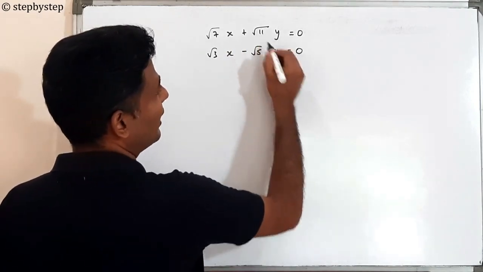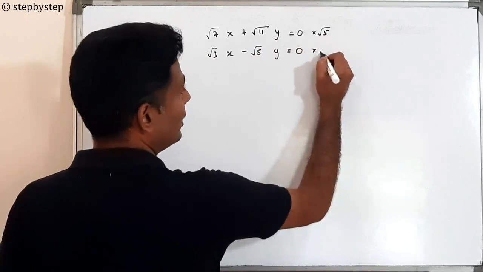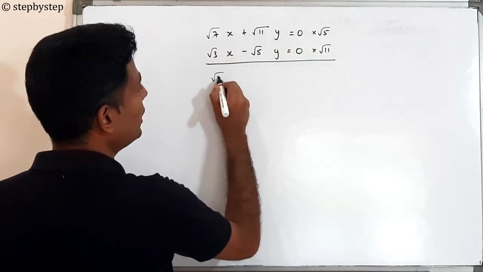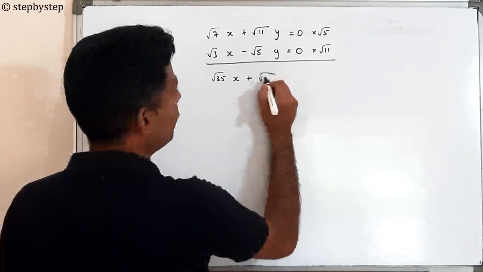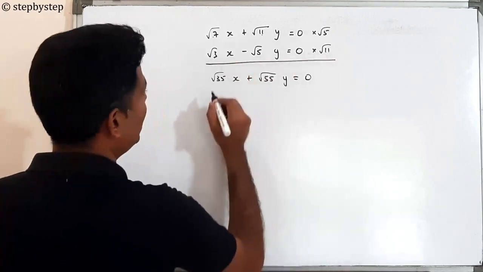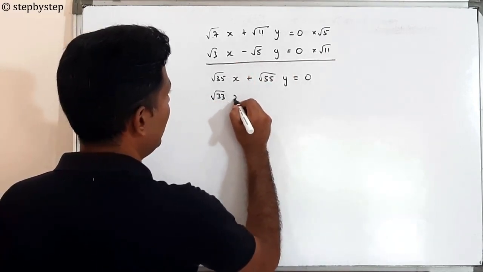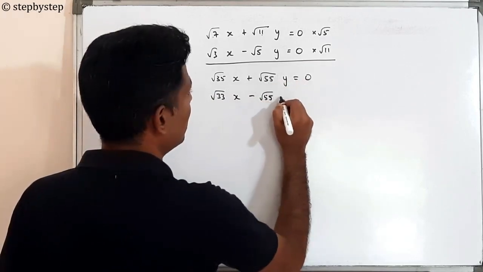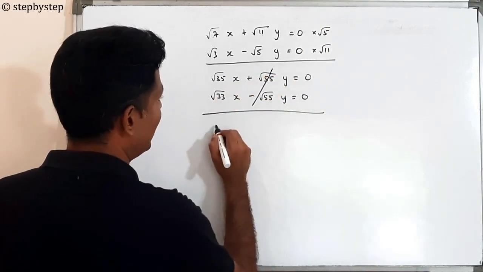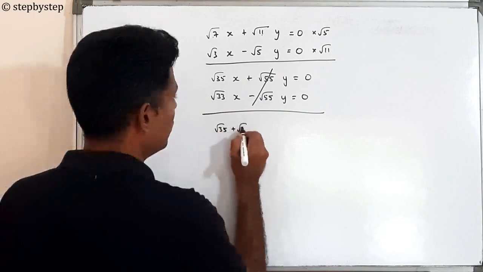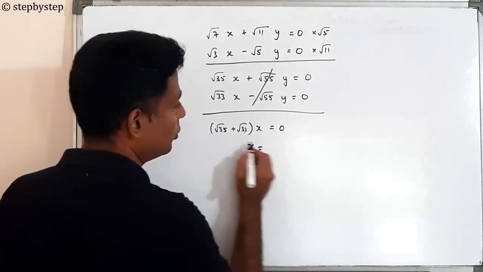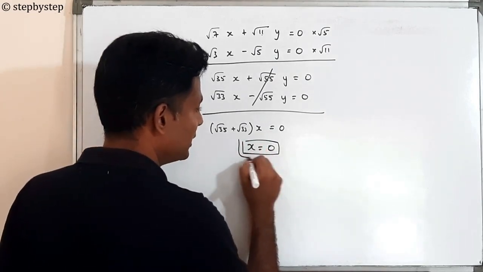So here there is root 5, here there is root 11. So I multiply here by root 5 and here by root 11. So what do I get? Root 7 into root 5, root 35 x plus root 11 into root 5 is root 55 y equal to 0, and root 11 into root 3, root 33 x minus root 55 y equal to 0. Right? Now adding, these two will cancel. I'll get root 35 plus root 33 x equal to 0. So x is equal to 0 by this, which is nothing but 0.